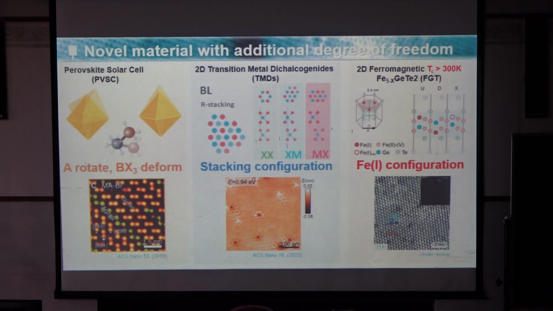And for 2D material, if you stack two layers together, sometimes you can have different stacking configurations. And for this FGT, the Fe1 atom in this material can have different positions. Sometimes it can be up, sometimes it can be down, and sometimes it can be a vacancy. So studying these materials is very interesting.